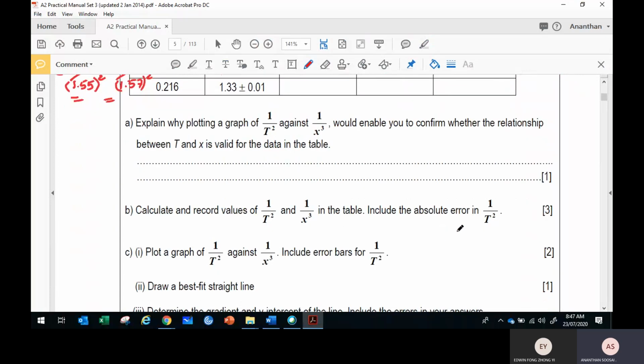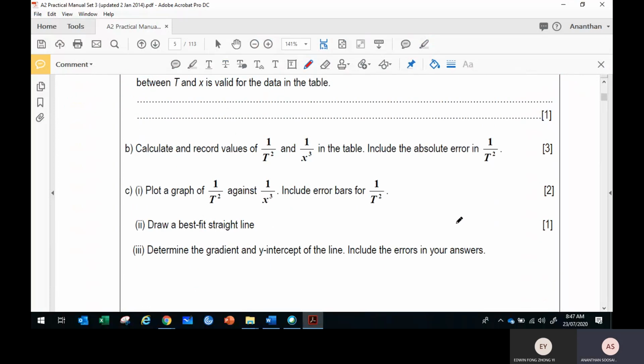Now plot a graph of 1 over t squared against 1 over x cubed, and include error bars for 1 over t squared. No need to worry about the error bar for now. Plot as you did last time: transfer the data and draw the best fit line first. Draw the error bar first, then I will show you how to draw it. Just do as usual, as you did in AS.